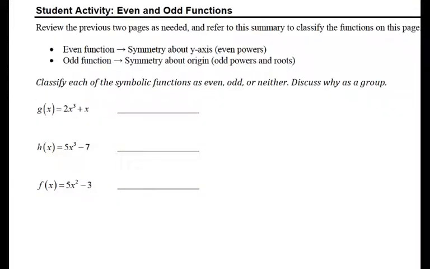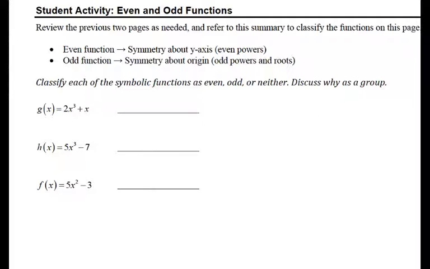So now we'll get a little bit of practice looking at symbolic functions and classifying them as even, odd, or neither. Lots of functions have neither of these kinds of symmetry. To do this, we're going to look at each term and figure out whether all of the terms are odd powers or odd roots, all of the terms are even powers, or if neither of those is true.